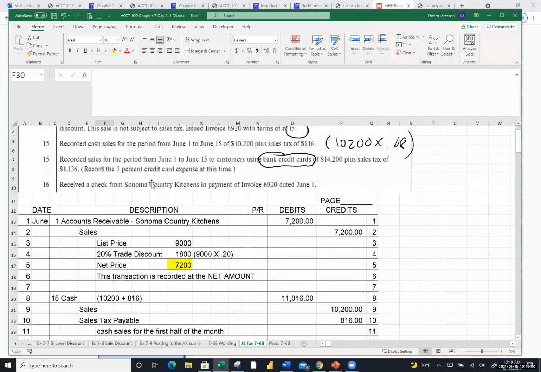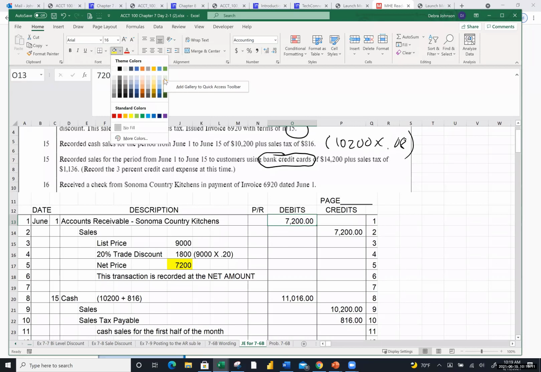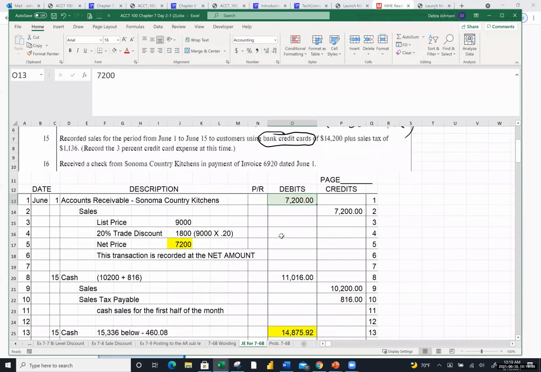Okay, then the last one said we got a check from Sonoma Country Kitchens. You'll recall here, I'll put it in green, that they owed us $7,200. There wasn't any kind of a prompt payment discount because the term was net 15. So the last one that we're going to show says got a check in payment of that invoice. So that would be for 7,200.